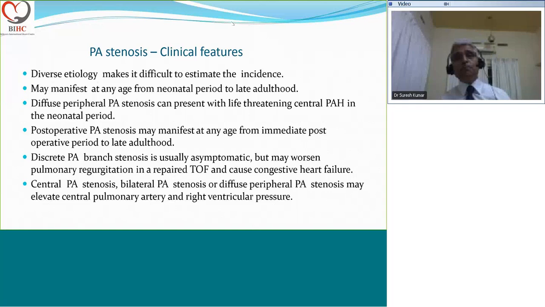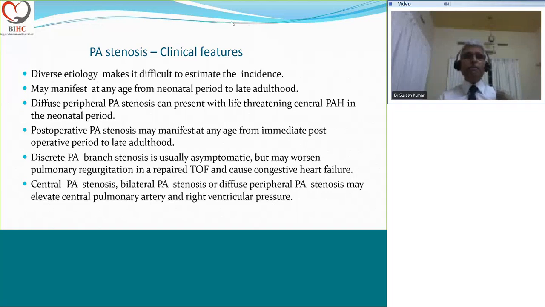A post-op PA stenosis could manifest at any age, from the immediate post-op period to late adulthood. For instance, following a Glenn, if there is a pulmonary artery stenosis, the Glenn pressures are high and you would recognize it immediately. On the other hand, in a tetralogy, a mild stenosis can progress post-op into severe stenosis over a long period of time.